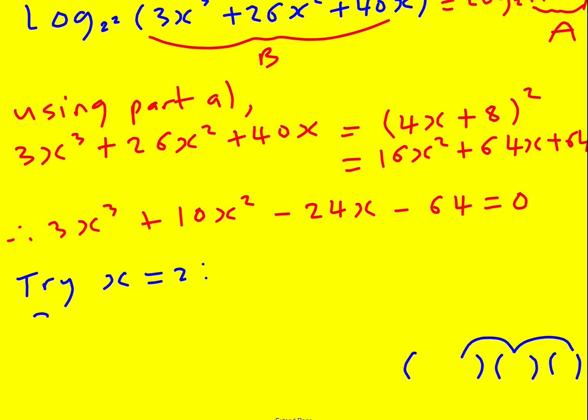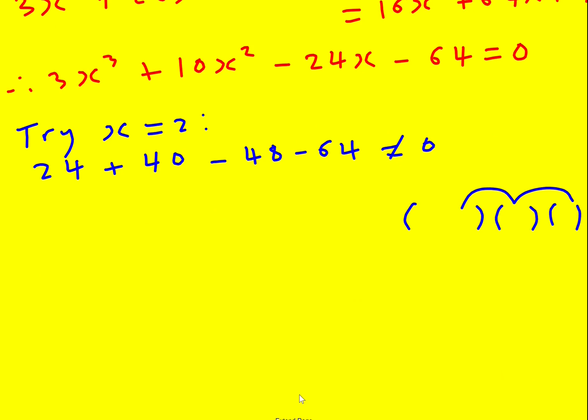Then it would be 24, 3 times 8, plus 40, 10 times 2 times 2, minus 48, minus 64. Well, I get a 64 and a minus 64, but I got a minus 48. This is clearly not going to equal 0. Of course, I can tell you what the answer is. I'm just talking through my steps of how I did it.